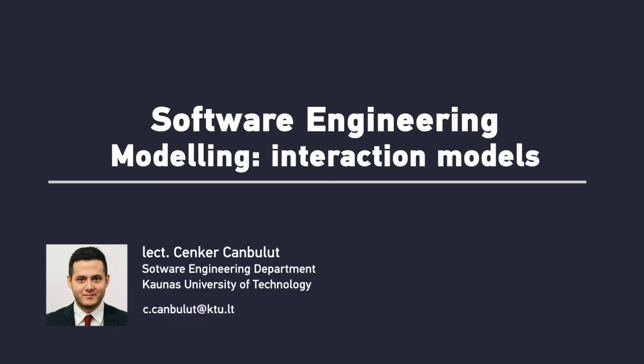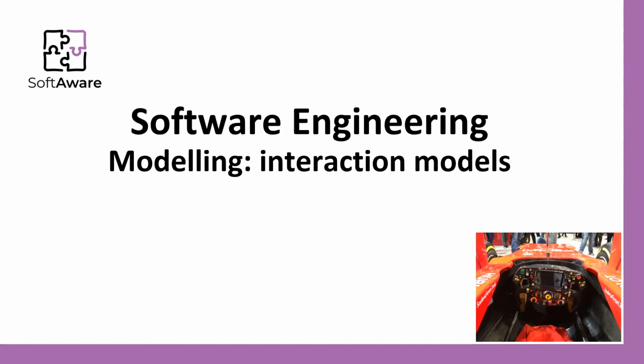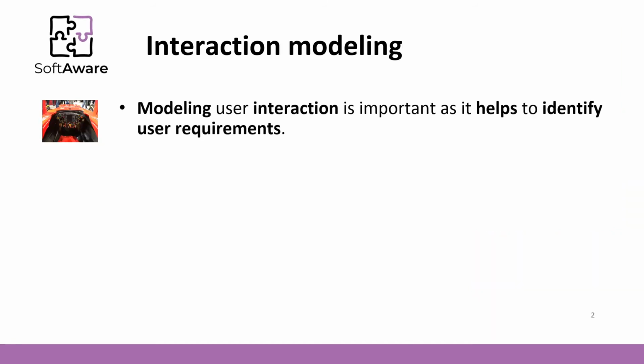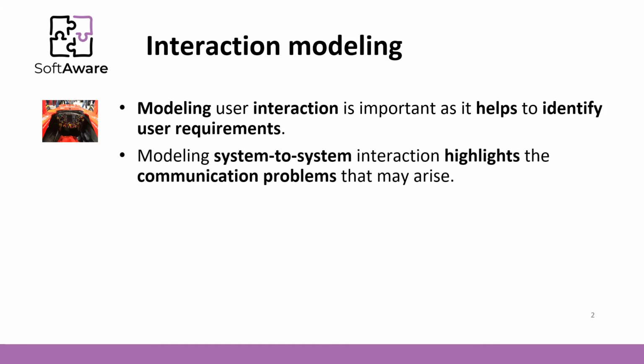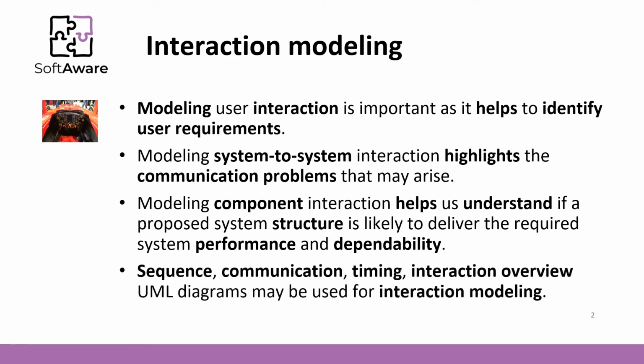Hello everyone. In this lecture, we will look at interaction models and how they are used in system modeling. Modeling user interaction is important as it helps to identify user requirements. Modeling system-to-system interaction highlights the communication problems that may arise. Modeling component interaction helps us understand if a proposed system structure is likely to deliver the required system performance and dependability. Sequence, communication, timing, and interaction overview UML diagrams may be used for interaction modeling.